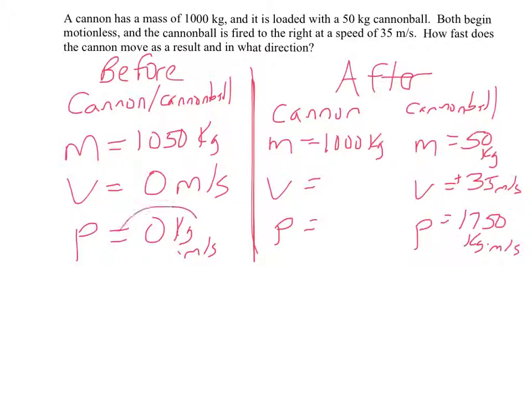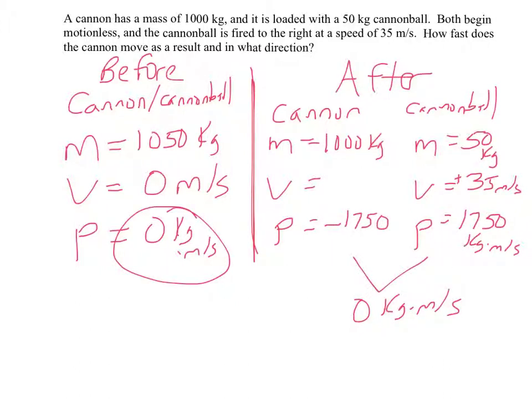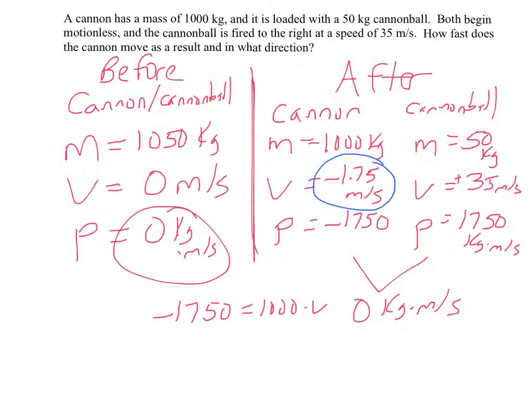Now, the momentum before was 0, so that means the momentum after must also be 0, and the only way that's possible is if the cannon were negative 1,750, because negative 1,750 and 1,750 is 0. So then we can find the velocity of the cannon. Negative 1,750 equals 1,000 times v. And when we divide, you will get negative 1.75 meters per second. So that is how fast the cannon is recoiling. It's going to go to the left at 1.75 meters per second.